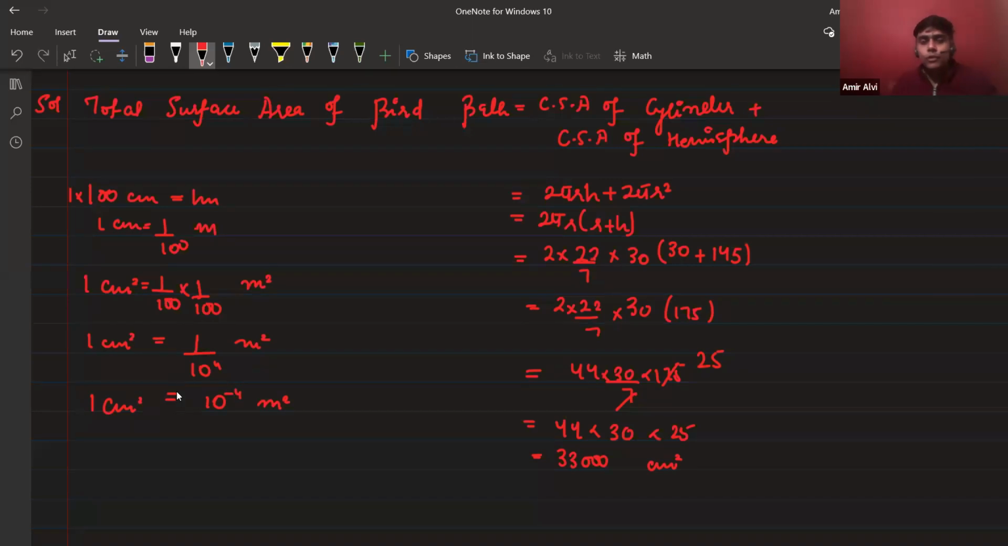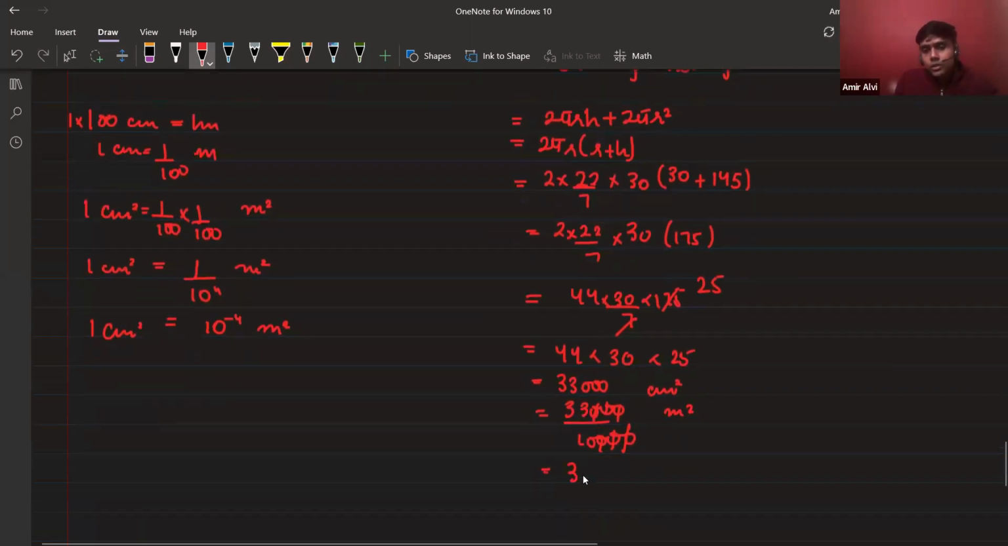So it means that if 1 centimeter square is there, I can write 1 centimeter square is equal to 10 to the power minus 4 meter square. So you can write this as 33,000 by 10 to the power 4. 3 zeros will cancel, 1 zero is there, so this will put a decimal here. So it is 3.3 meter square. Clear? Both the answers are correct.